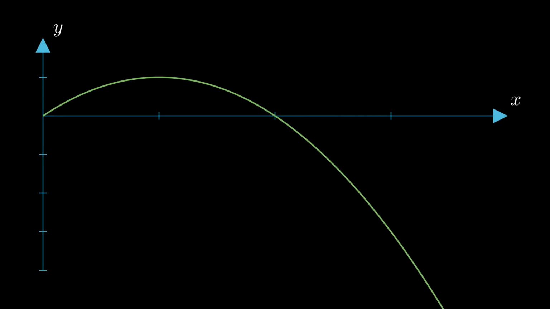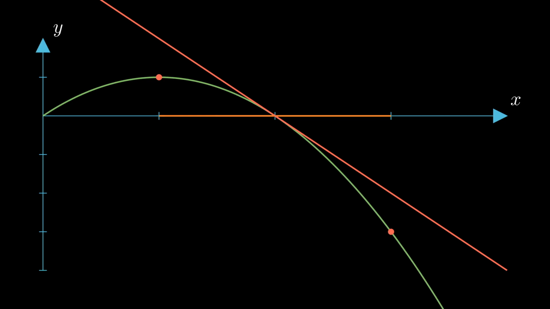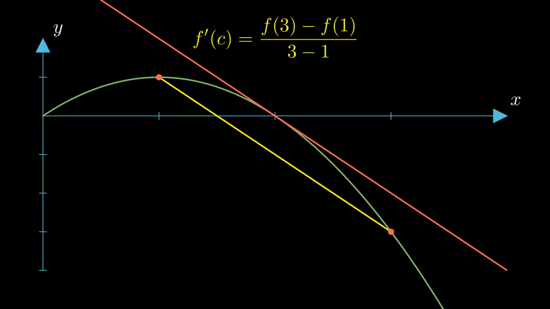Now this curve in front of you represents 2x minus x squared. So y equals 2x minus x squared. And now I'm going to be working with the points from x equals 1 to x equals 3. The red line you see represents a tangent line, and the yellow line represents the secant line. So by the mean value theorem we know that there exists a tangent line such that the slope of that equals the slope of the secant line.